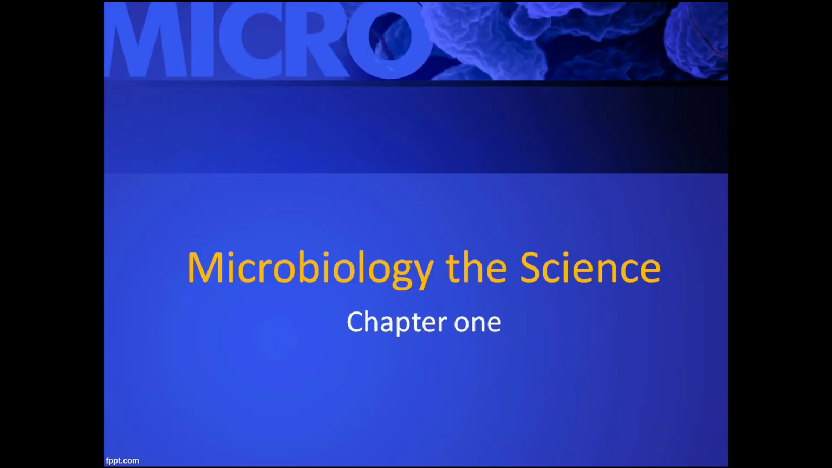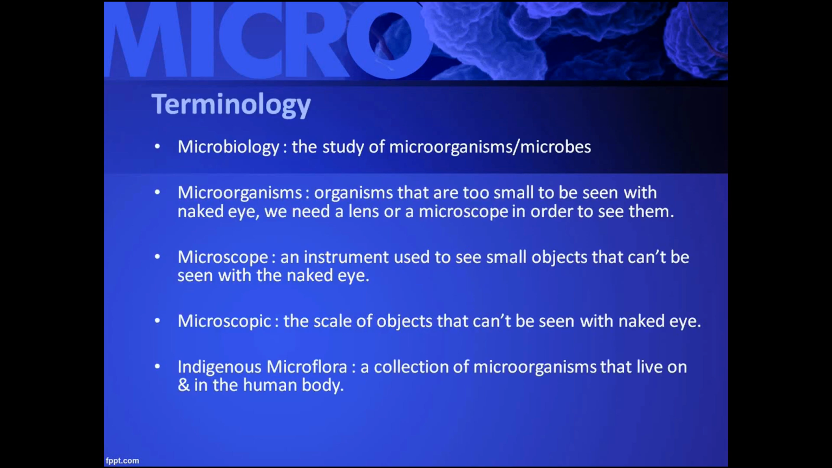Okay, so this is chapter 1, Microbiology: The Science. Here is some terminology. Microbiology comes from Greek. Micros means small, bios means life, logos means the study of. So this is the study of small life forms, the study of microorganisms or microbes. So what are microorganisms? Microorganisms are organisms that are too small to be seen with the naked eye. We need a magnifying lens or a microscope in order to see them.